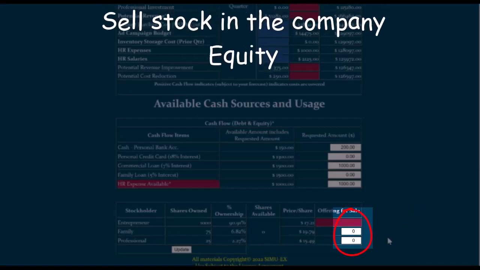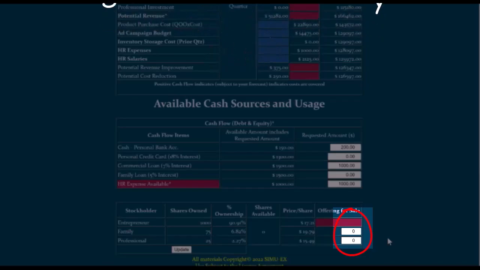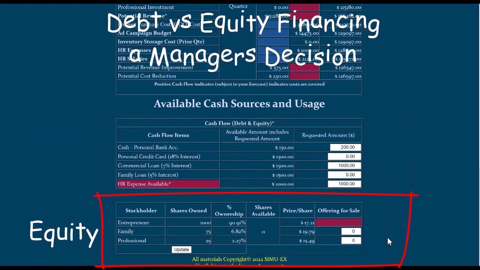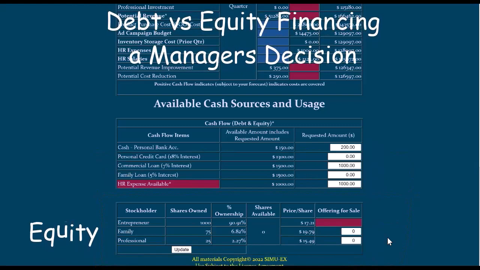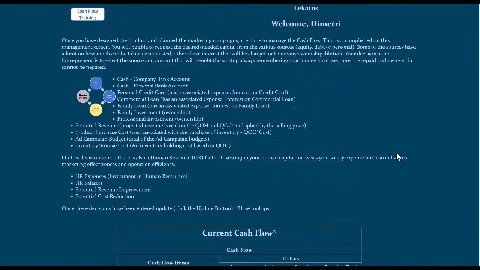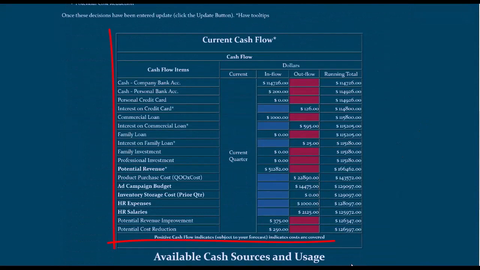Lastly, we can sell stock, equity. So your choice as a manager is debt or equity. Debt means borrowing capital. Equity means selling ownership in the corporation. And so you can sell ownership for the various share prices that are shown, and this will also bring additional capital into the corporation.